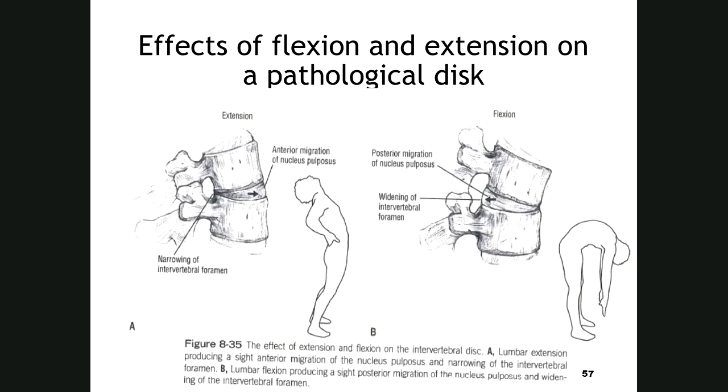So it's very important to know the effects of flexion and extension on the pathological disc. With extension, there is an anterior migration of the nucleus pulposus, and there's also a narrowing of the intervertebral foramen. With flexion, there's a posterior migration of the nucleus pulposus, and there's a widening of the intervertebral foramen.